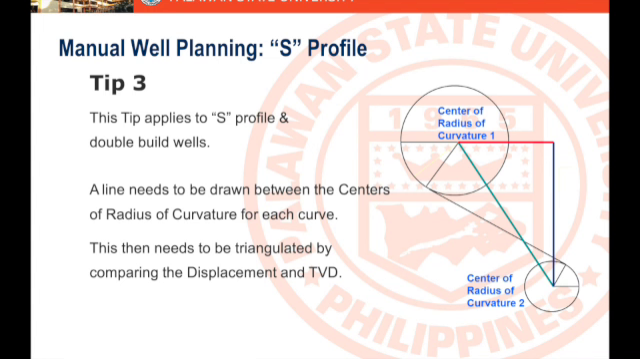Tip 3 for S profile. So here, as you can see, the second circle would be a drop. The arc is dropping. Okay, so the circle is underneath your hold section or your tangent section. The same thing, draw a straight line from the center of the radius of the circle of your R1 to your R2 circle. So as you can see, you can generate triangles here that you can analyze for their lengths and for their angles.